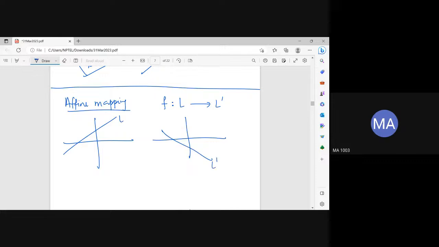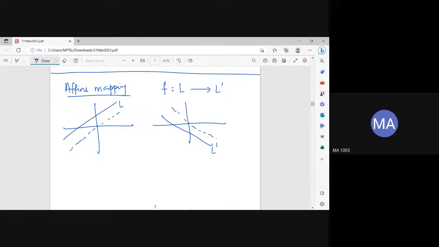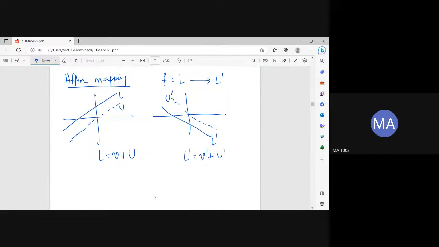Do you all agree that these are affine spaces, at least by the look of it in R2? Yes, ma'am, because they are translated lines from some line passing through the origin, which is parallel to this. So it's a translation. So yes, these are affine spaces. So I want to talk about a mapping between these two spaces, L and L prime. So it's an affine mapping if there is a mapping between the underlying subspaces. Corresponding to L, I have a U, and corresponding to L prime, I have a U prime. So L is say V plus U, and L prime is V prime plus U prime.